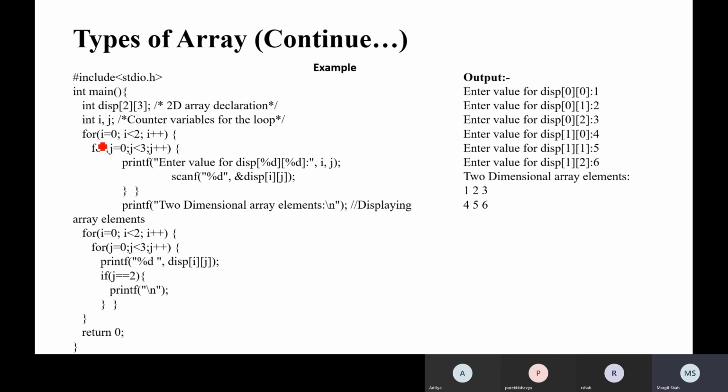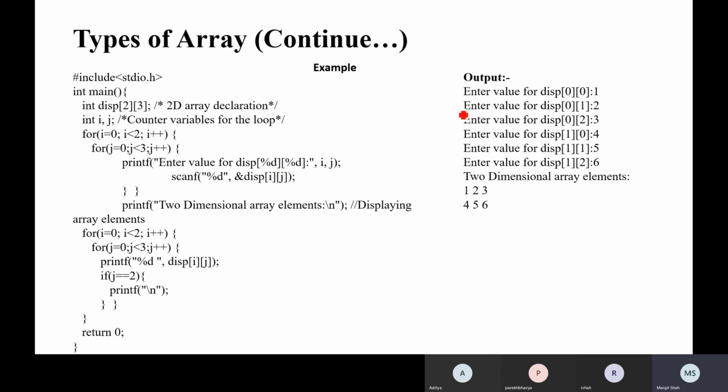We start the loop: i equal to 0, i less than 2. Why 2? Because we are using i for rows and the maximum size of a row is 2, so 0 to 2. And it's 3 columns, so j starts from 0 to 3. Print, enter the value for disp, as this is the name of the array, this is the string only, so disp %d %d, that is i and j only.